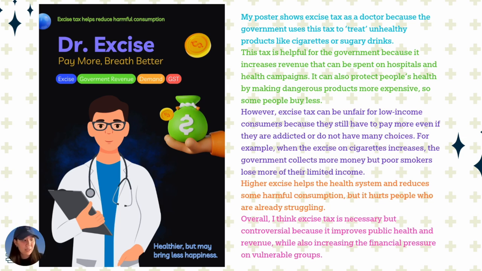Notice also that this paragraph uses several economic and social keywords like revenue, public health, low income, consumers, and excise. It talks about who is helped and who is hurt, and it clearly explains the trade-off. If it helps you, you can pause and copy 1 or 2 sentence starters or phrases that you like. Just remember, when you write your paragraph, it must be about your own text and your own poster, not about excise tax, okay?